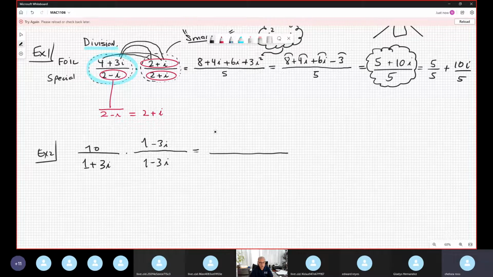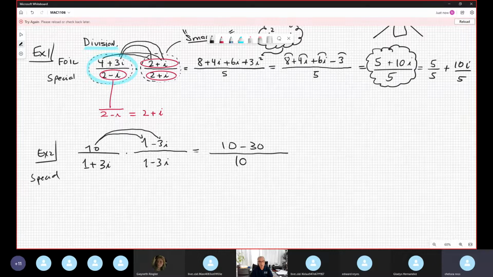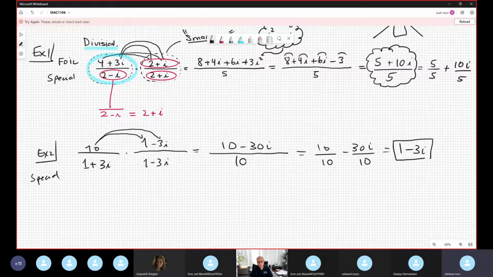1 plus 3i times 1 minus 3i. What is the answer? I suppose it's special, no? It's 10. I did it before. Now you multiply the top, but in this case, no FOIL, because it's distributed, monomial times binomial. You multiply 10 times 1 and 10 times 3i. So 10 minus 30i. Split this common denominator: 10 over 10 minus 30i over 10. Obviously it's 1 minus 3i. Boom. Final answer.